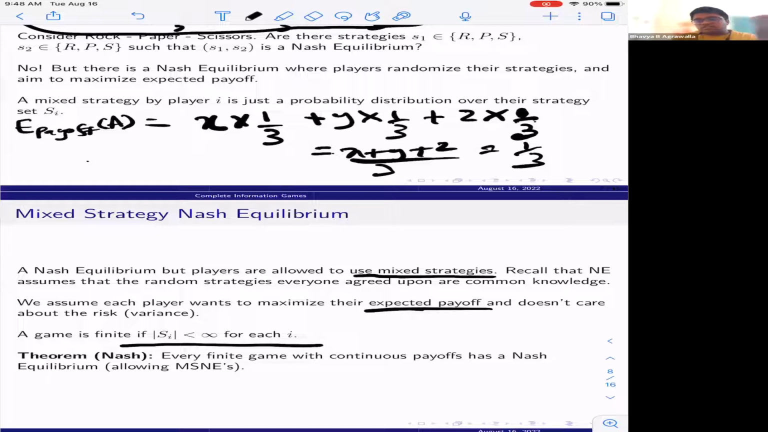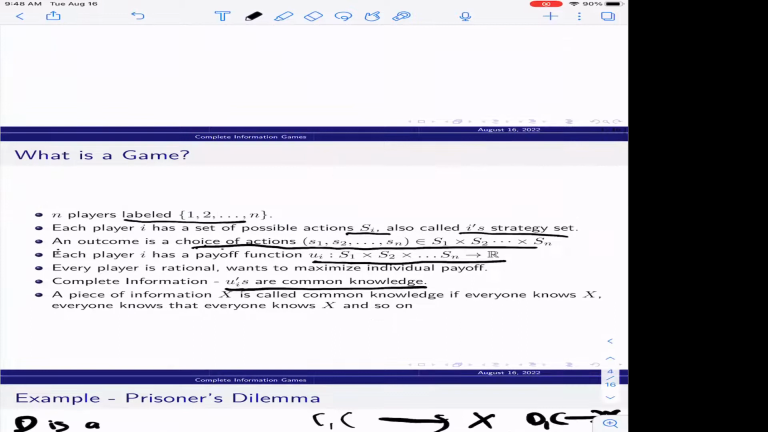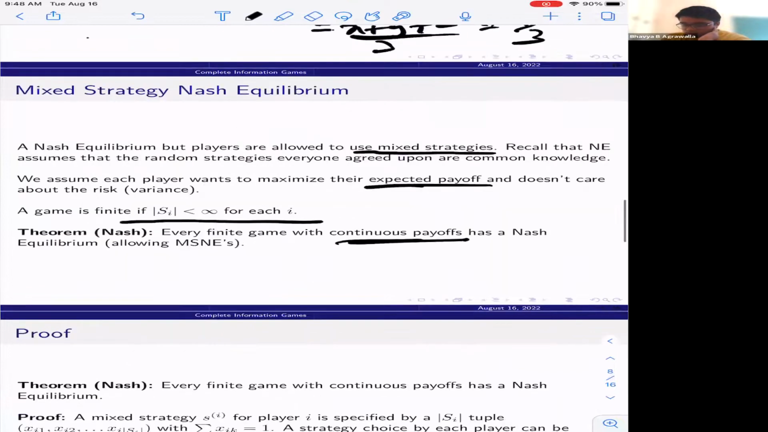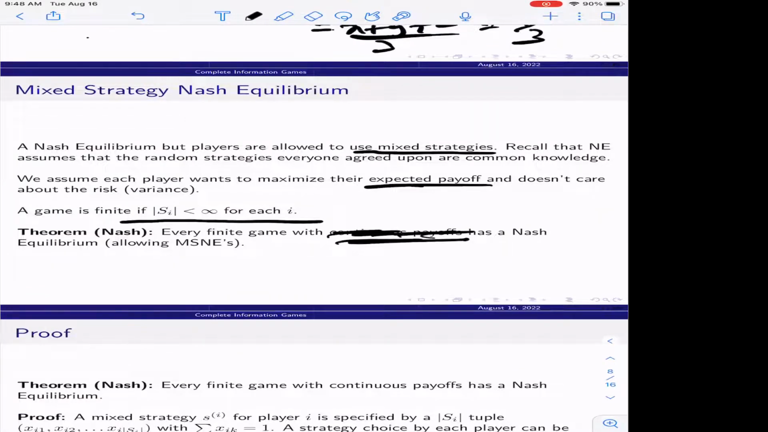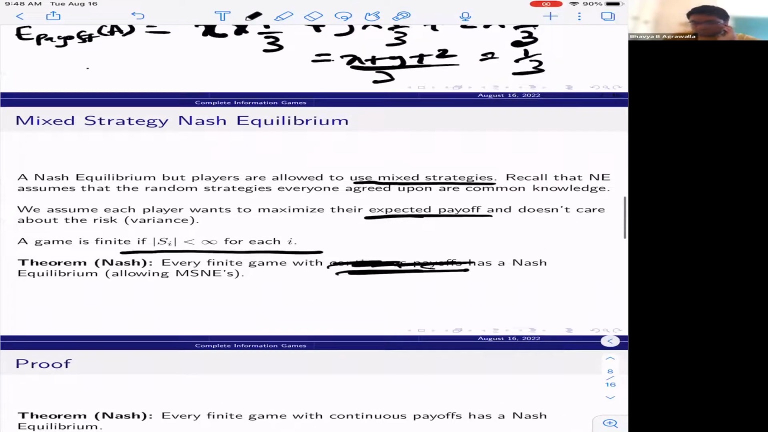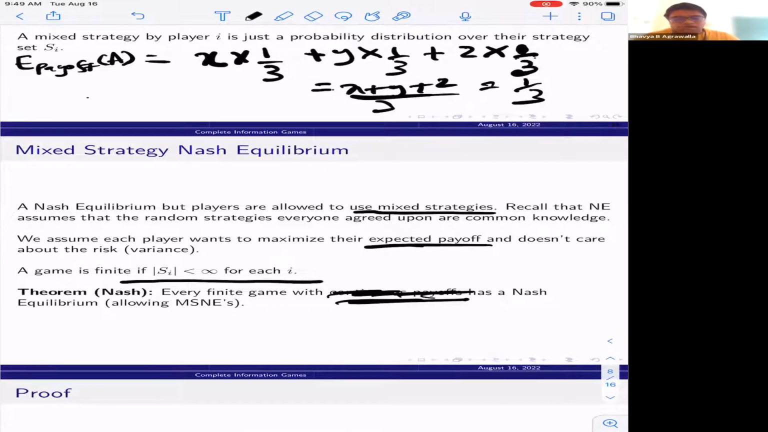A game is finite if the strategy set for each player is finite. Nash proved this theorem in 1959, I think, that every finite game with continuous payoffs has a Nash equilibrium if we allow for mixed strategy Nash equilibrium. So what is a continuous payoff? Actually, I don't think we even need continuous payoff, just because we have a finite strategy set for each player, and then we are taking the probability. Ignore this word. So every finite game has a Nash equilibrium.